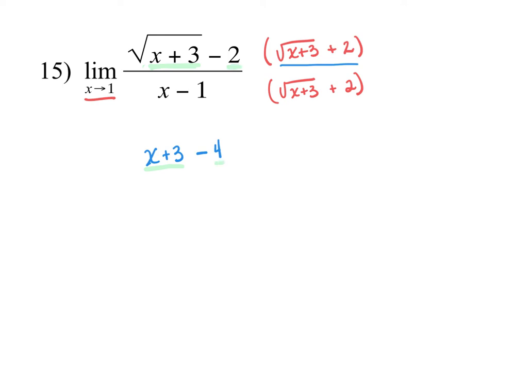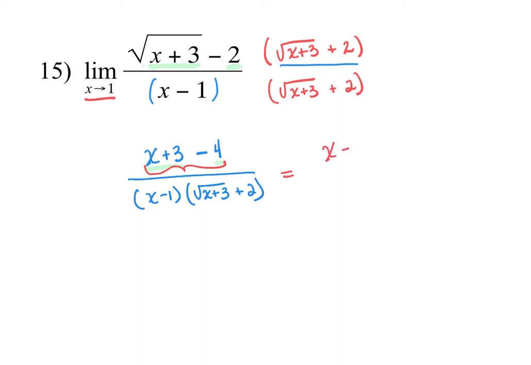Now on bottom, nothing has changed, so I'm actually going to leave them grouped. I'm going to leave the x minus 1 like this, and I'm going to leave this conjugate thing by itself. I'm not going to FOIL or do anything with that. I'm going to simplify here the top. Now the top where I have gotten rid of my radical, I am going to simplify. x plus 3 minus 4 is x minus 1. So I have x minus 1 on top, and I have x minus 1 and this square root of x plus 3 plus 2 on bottom.